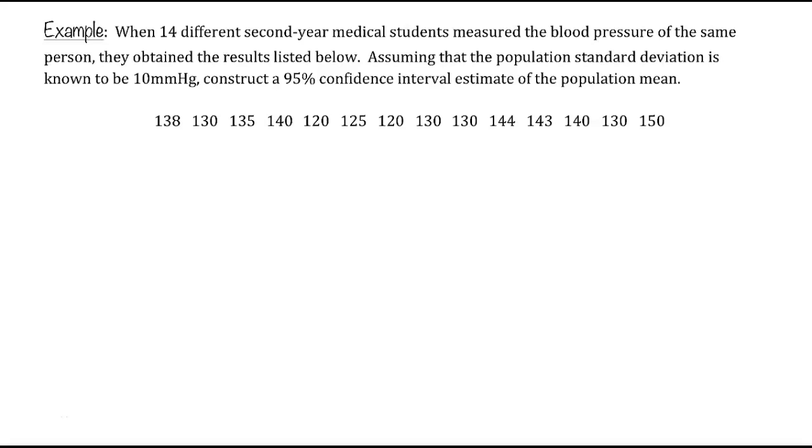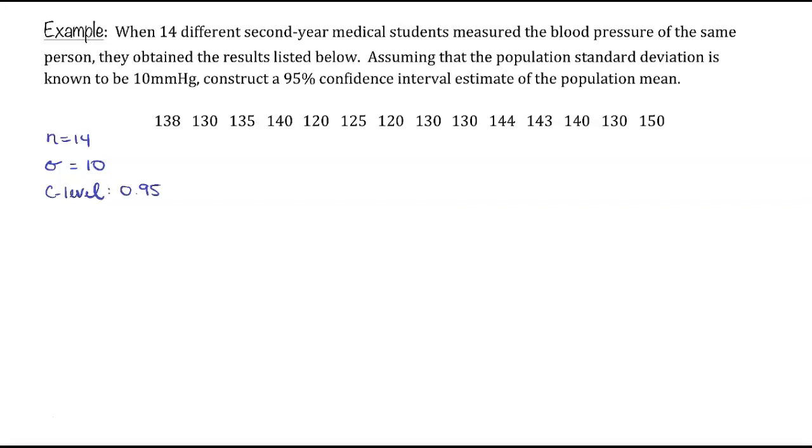As before, let's list out what we know. We have 14 data values, so n is equal to 14. We also know that the population standard deviation is known to be 10, and the confidence level that we are interested in is 95%, or 0.95. Notice that this time we are not given the sample mean. Instead, we are given the sample data values.